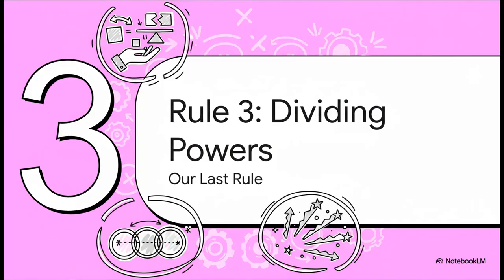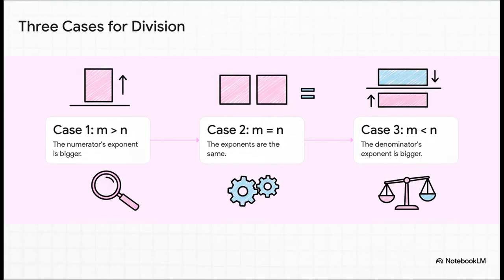Okay, you are on a roll. We have one last rule for today. This one is all about dividing powers. We're going to take this one nice and slow, step by step, because there are 3 little situations we need to look at. But don't worry, you'll see they all make perfect sense. So here are the 3 little cases we're going to check out.